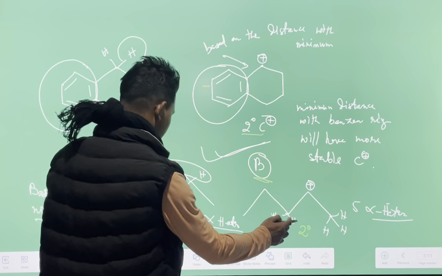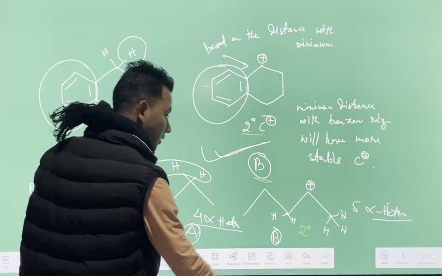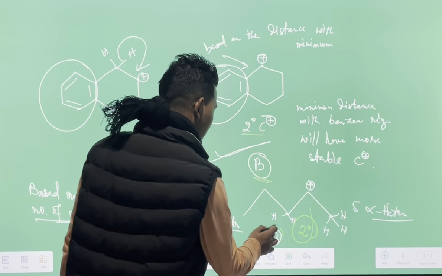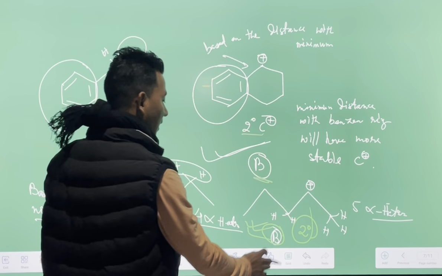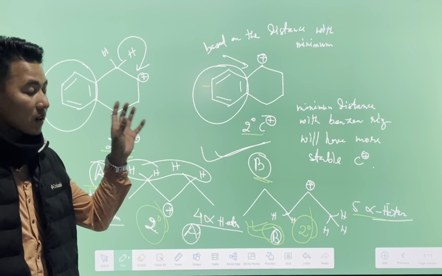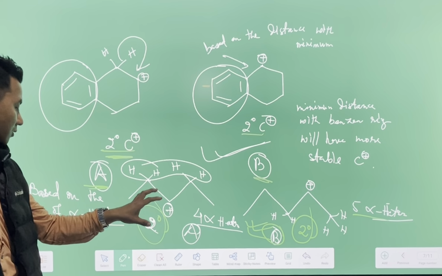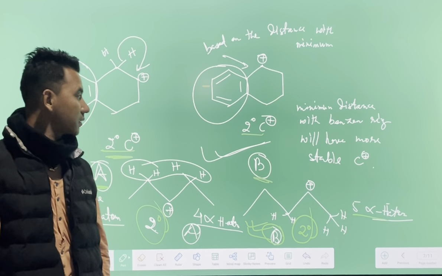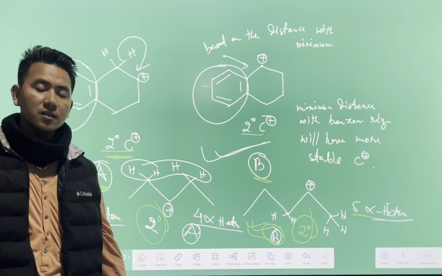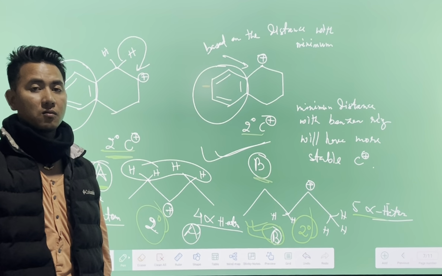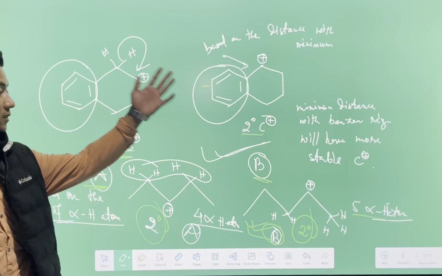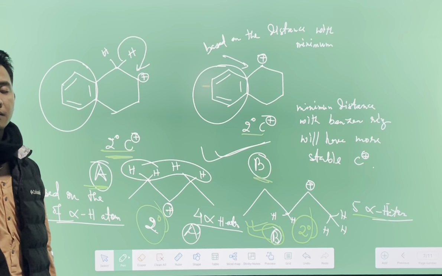More alpha hydrogen atoms will give the more stable carbocation. So this is secondary, this is also secondary, but the last one, group B, is the most stable carbocation because it has more alpha hydrogen atoms as compared to this group. Okay. I hope you understand this. If you have any doubt, please feel free to ask me regarding this rearrangement of carbocation.